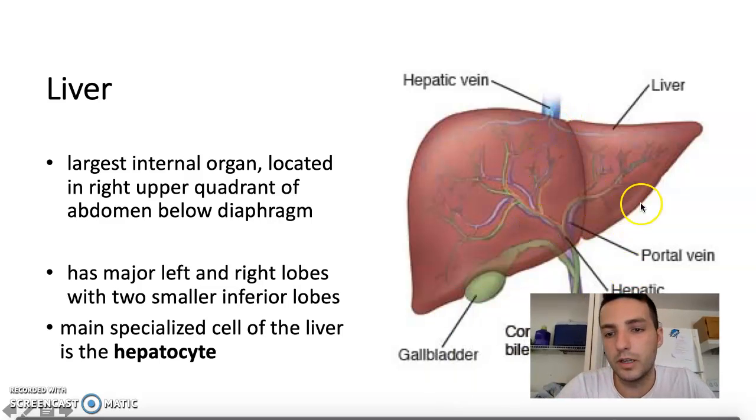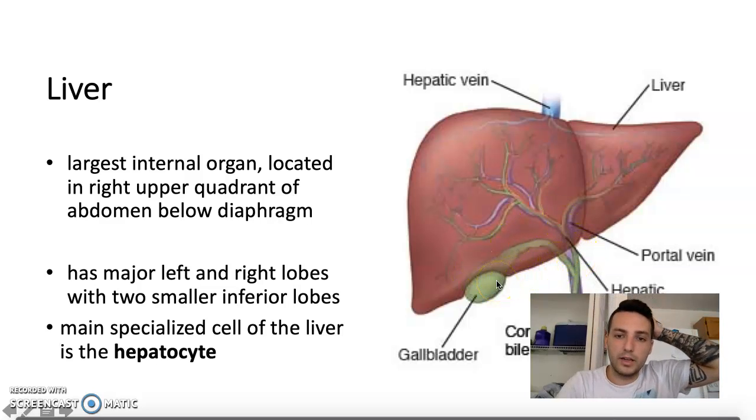You have the liver here, and then you had the stomach under it, and then you had the pancreas under that. So you can see there's the gallbladder with the bile duct, which is directly attached to the liver, and it assists with the bile. But we'll get into that a little later.